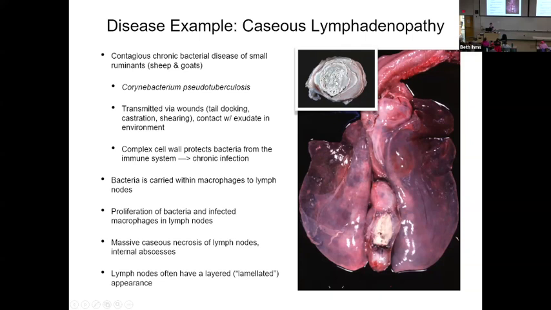All right, so that bacterial infection causes massive chronic caseous necrosis of lymph nodes. You can also get these big kind of abscesses in internal organs. It's gross, but if you love pus, it's a good disease.